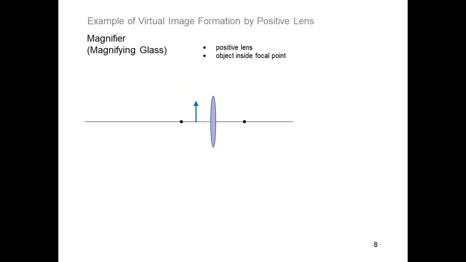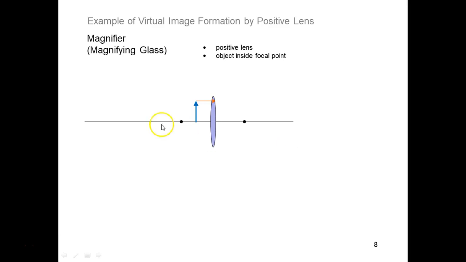So here you go. I've just drawn the same lens with its two focal points, and you can see I've put the object inside the focal point, in between the front focal point and the lens. Now we'll go ahead and do a regular old ray trace. And again, I invite you to stop the video and try the ray trace and see what happens to your rays. Did you do it? Okay, let's see what happens.